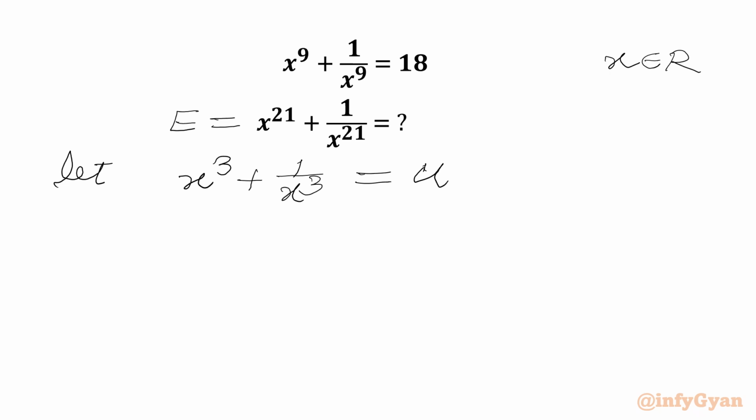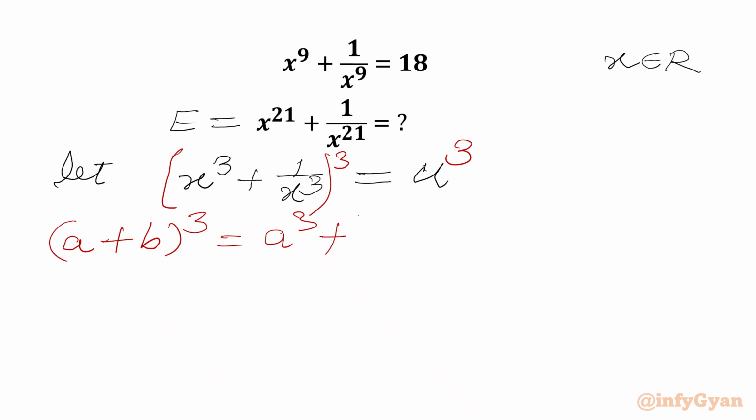Now we are going to consider cubing both sides. So I will put power 3 on both sides, and RHS will have u power 3. Now we will apply the (a plus b) whole cube formula. Let me write the formula first: (a plus b) whole cube equals a cube plus b cube plus 3 times ab times (a plus b).